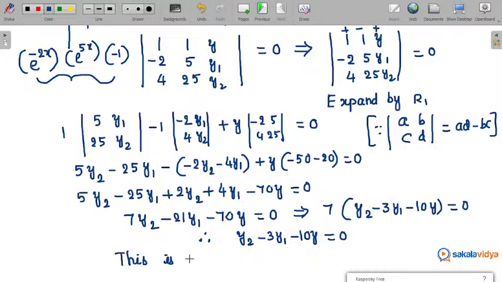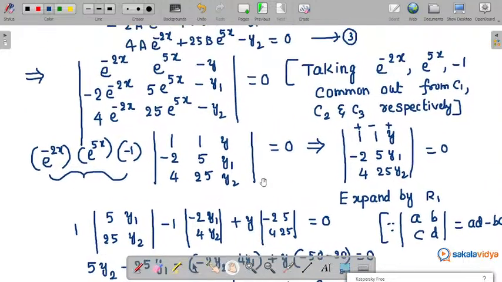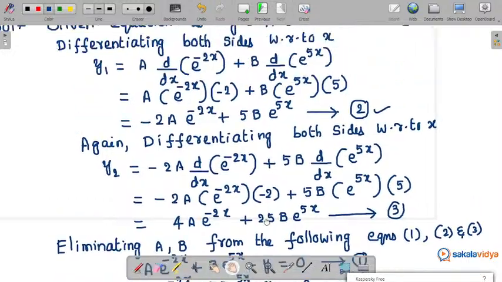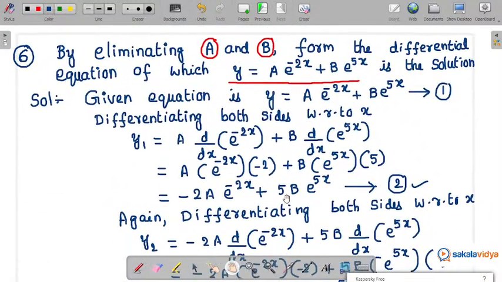This is the required differential equation. I hope it's very clear to you. Very clear, I think so, right? Okay, let us see from the beginning once again. Let us check. First check the question. First, all of you check the question first of all.